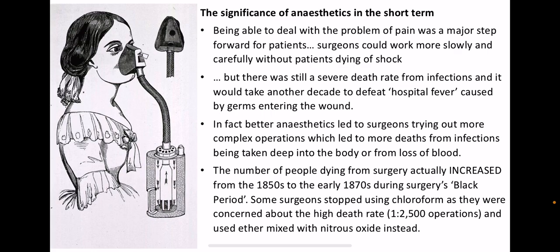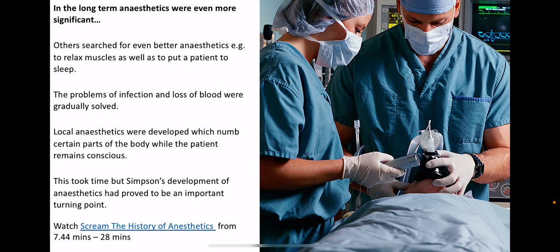So the significance of anaesthetics in the short term is summed up here. I would like you to take what's here and reduce it down to just 2 bullet points. And then the significance in the long term of anaesthetics is here. And you are going to pause the video and reduce this down to 2 bullet points as well. It mentions at the bottom watching the history of anaesthetics, but you should have already watched that, so don't worry about it.